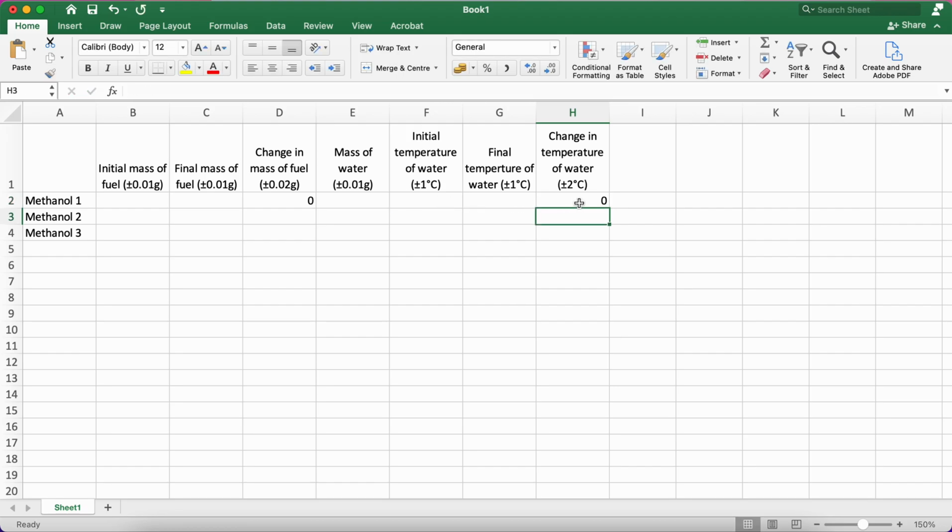Okay, and that gives me my difference. Now, let's say I want to do the same calculation for these three columns. I don't have to type it in again and again. I can just highlight the one cell. You see there's this little square at the bottom. I can just drag it down like this.